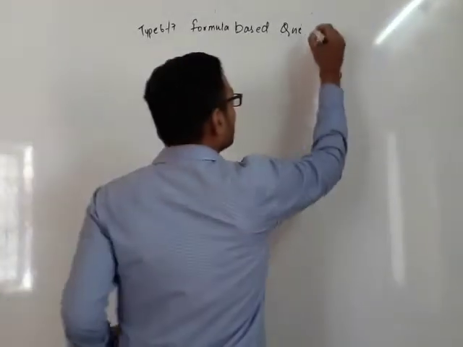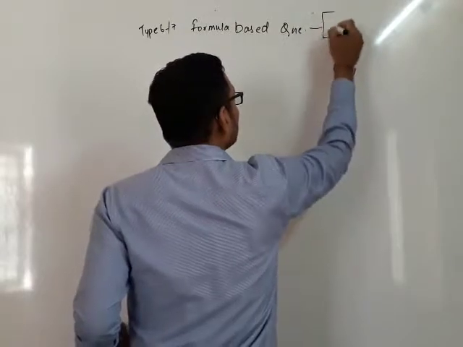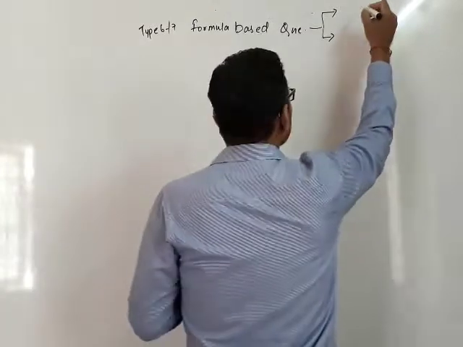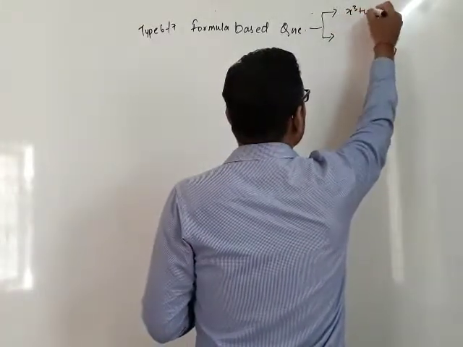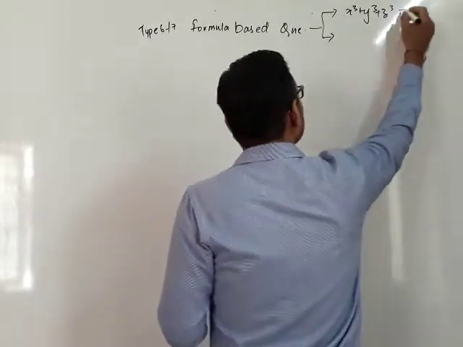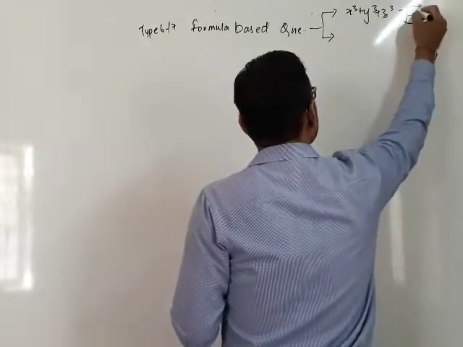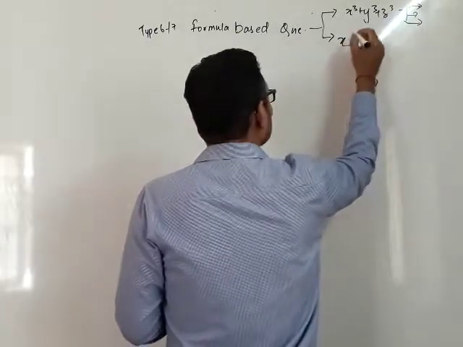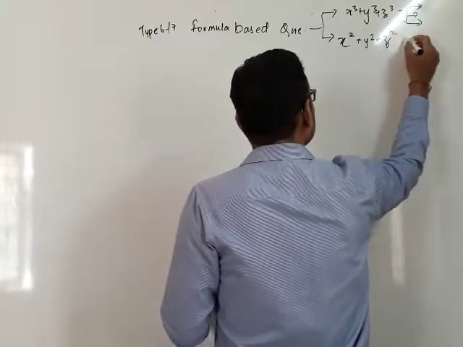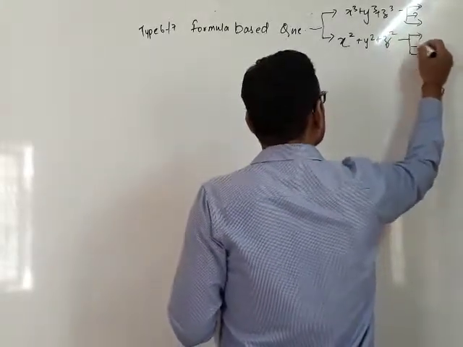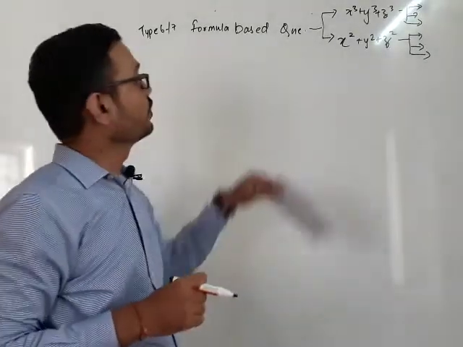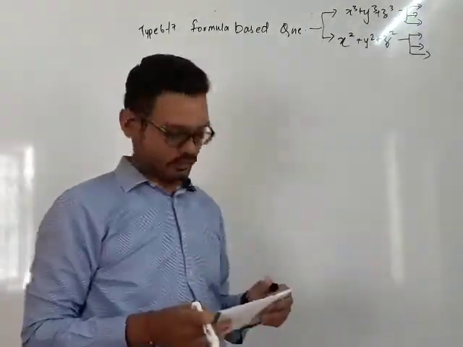Alright, in this there are two types of formulas. One is the x cube plus y cube plus z cube related formula. Within this there are 2 or 3 types which I will cover. Another one is the x square plus y square plus z square based formula. In this also there are 2 to 3 types which I will cover. So let's start with the x cube first.